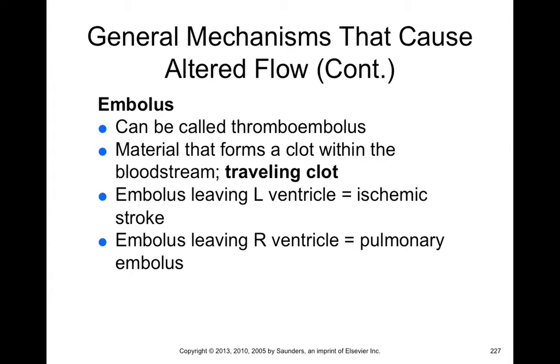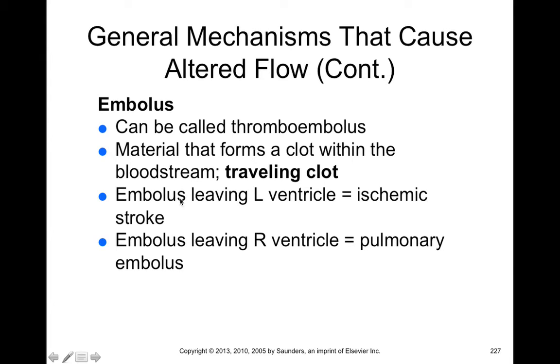Now, emboli are actually traveling thrombi. So if a thrombus dislodges, we call this an embolus, and it's material that forms a clot within the bloodstream. This is actually a traveling clot. So this clot can travel throughout the body and block a smaller vessel downstream.